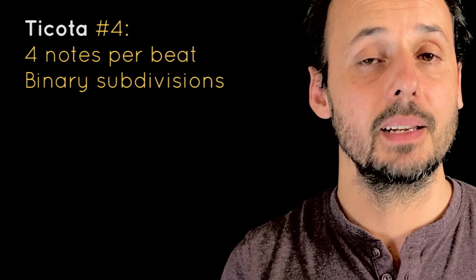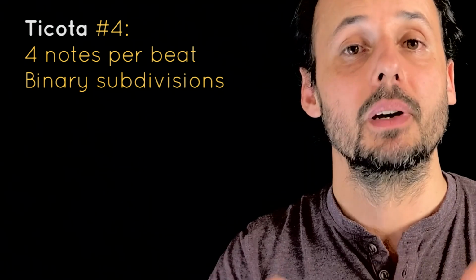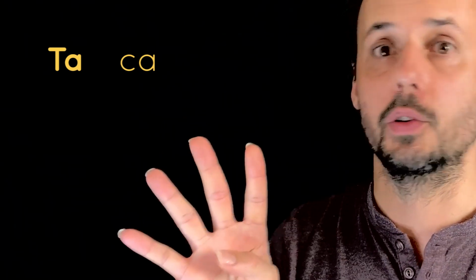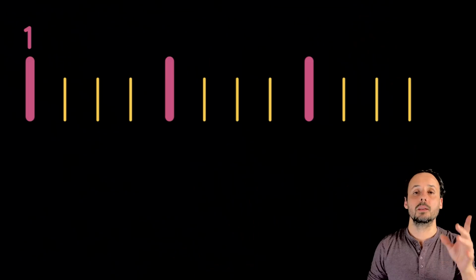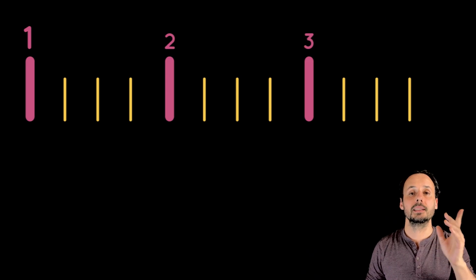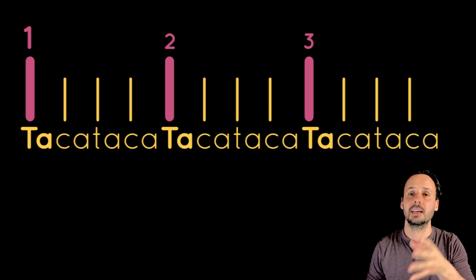You understand the system, right? So now we can do the same, but doubling the binary subdivision. Instead of 2 notes per beat, taca, we have 4 notes per beat. Taca, taca. 1, 2, 3. Taca, taca, taca, taca, taca, taca, taca, taca, ta.